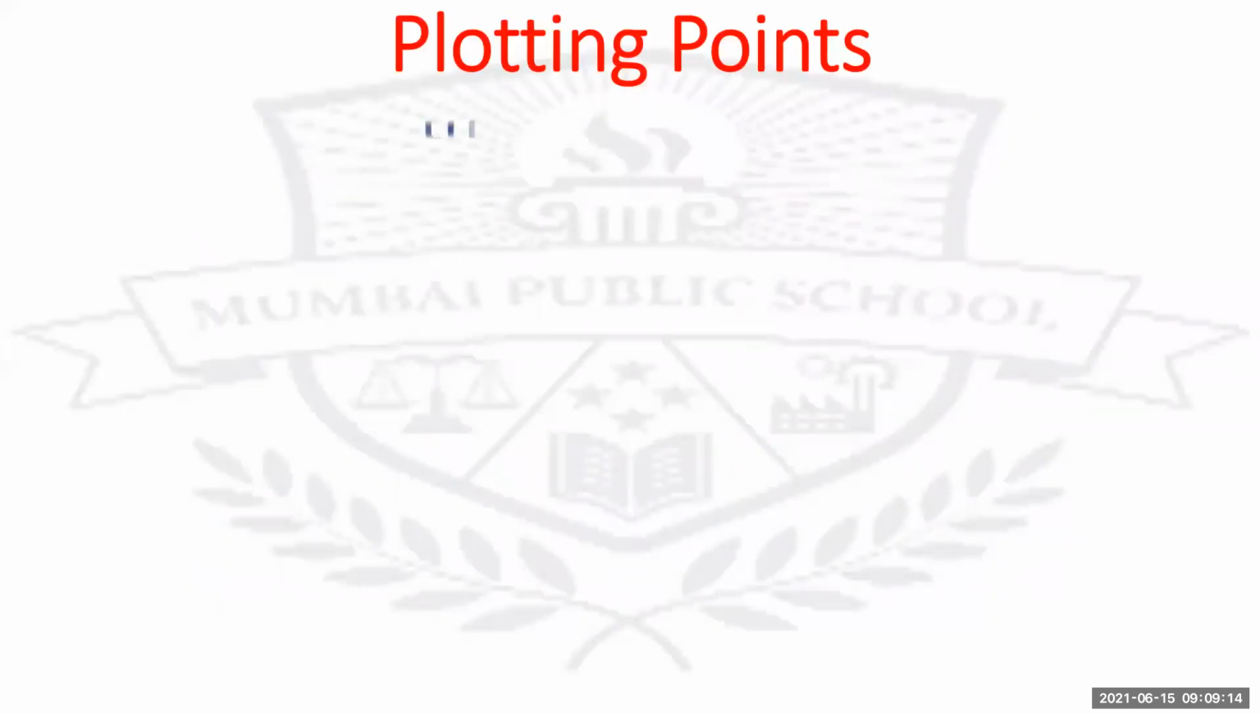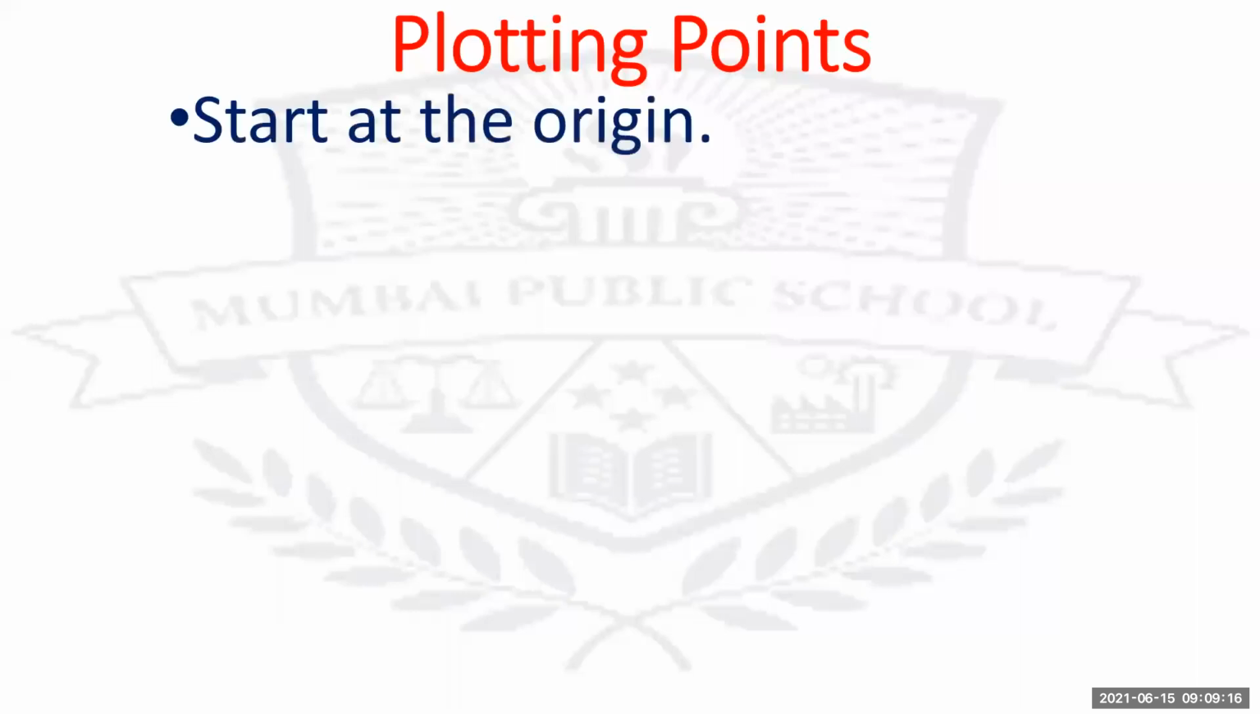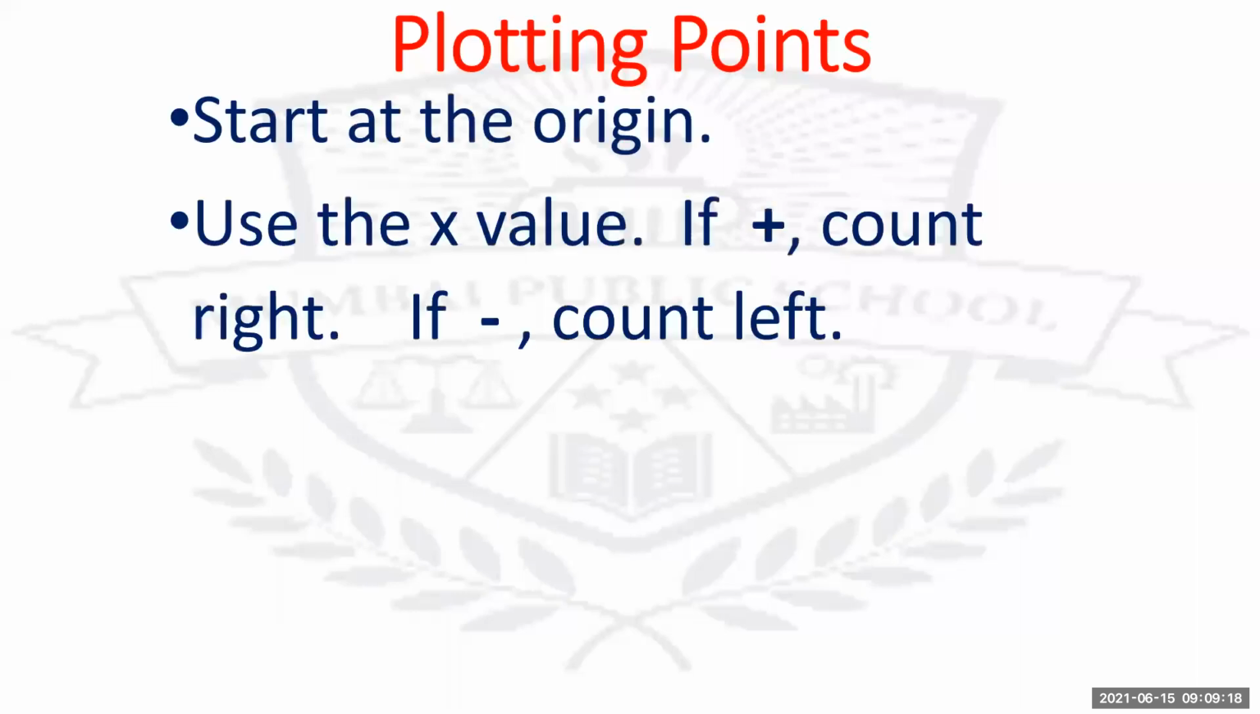Plotting the points. Start at the origin. Use the x value. If plus, count right. If minus, count left. Means check. If the number is plus 3. Understood? Okay.